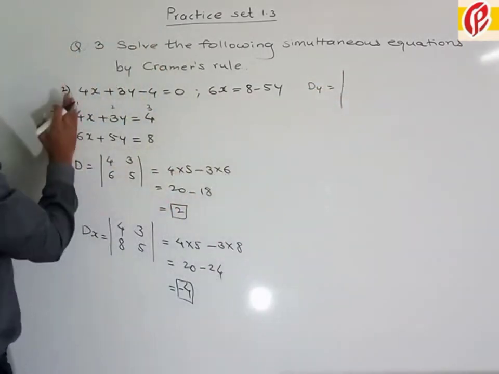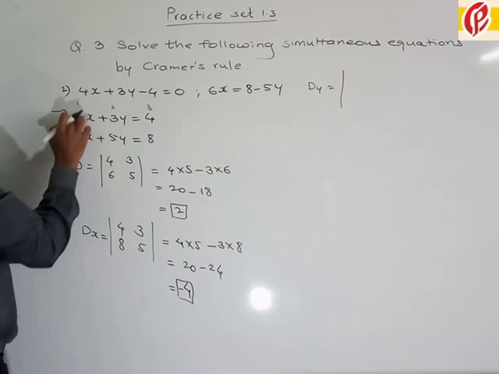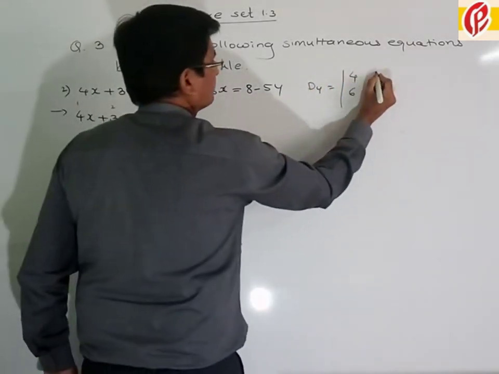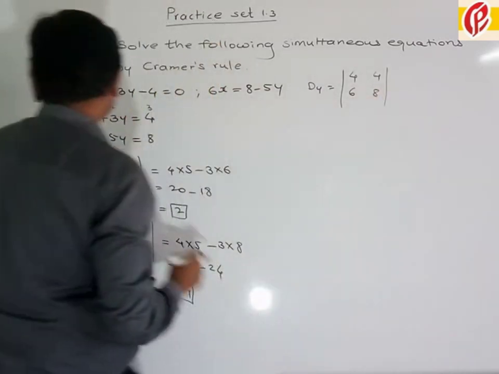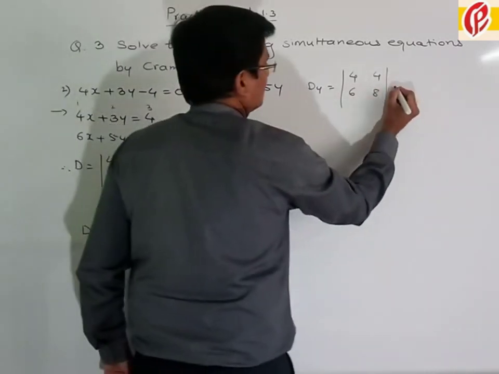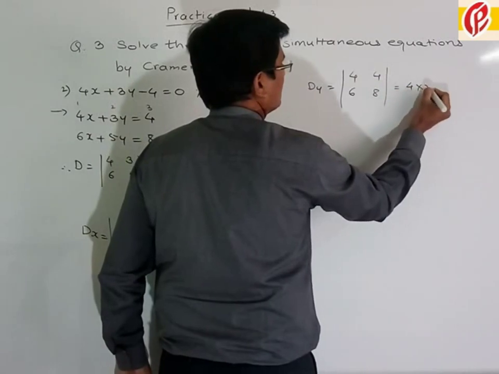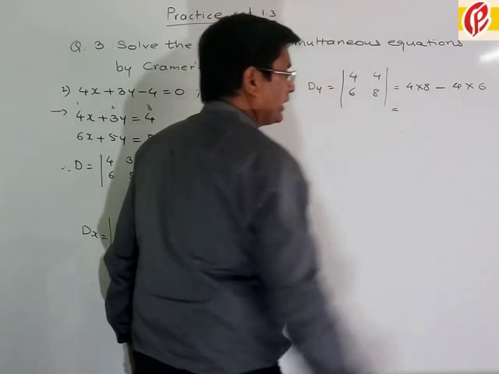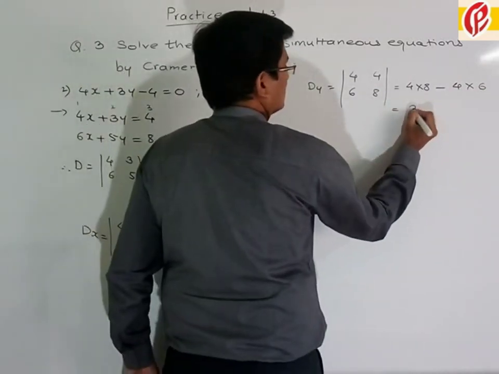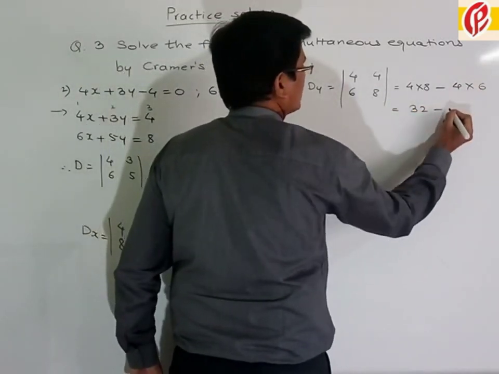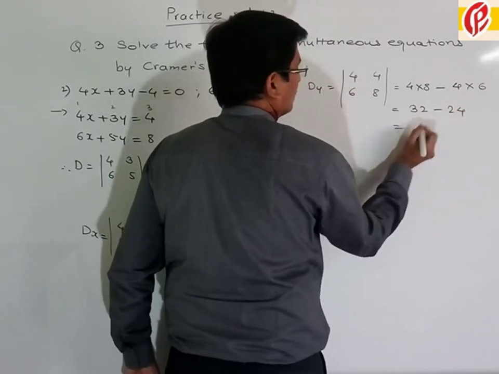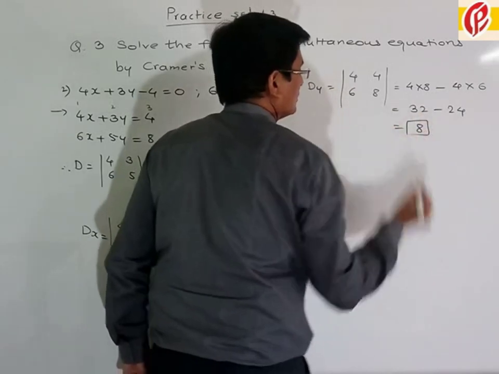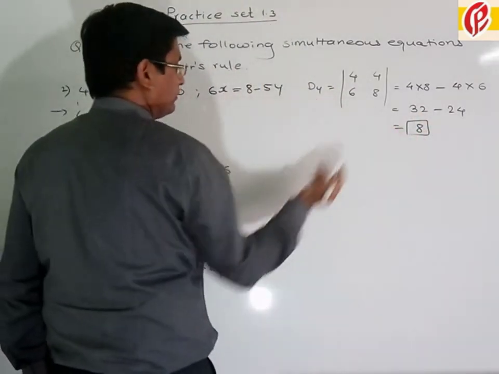13. 13 is 1 and 3. The coefficients under 1 are 4, 6 and 4, 8. Therefore 4 into 8 minus 4 into 6. 4 into 8 is 32, minus 4 into 6, 24. Therefore 32 minus 24, the answer is plus 8. So we get the value of dy.